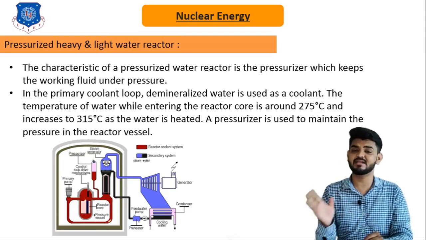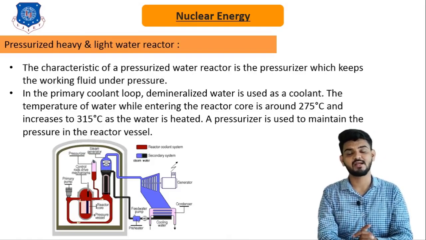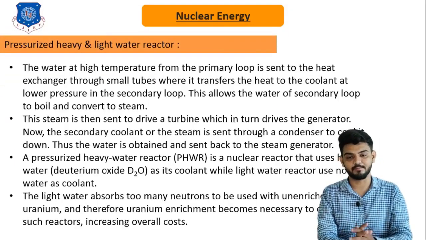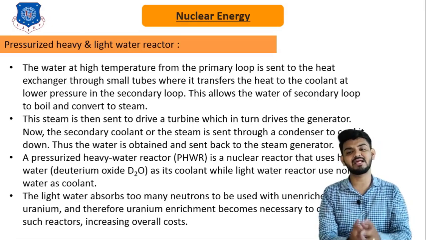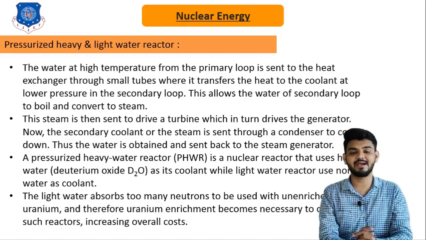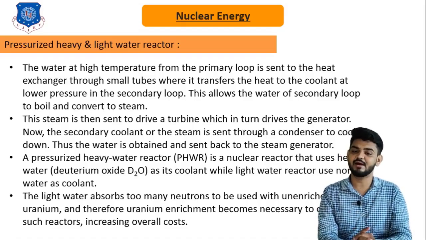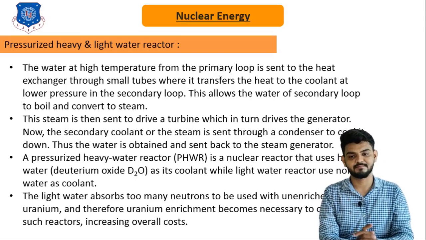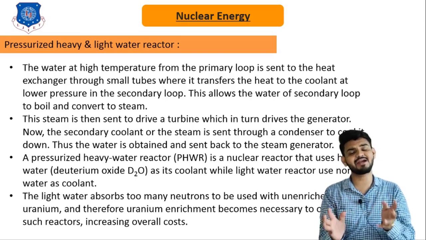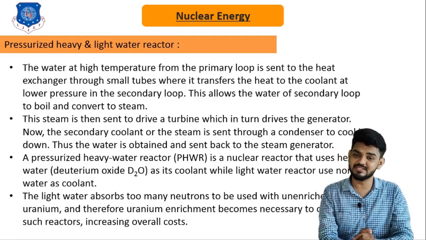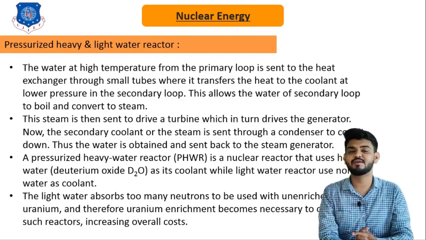So, here in the image you can see that the hot water from the primary loop is then sent to the heat exchanger to the secondary loop. This allows the water of the secondary loop to boil and convert into steam. This steam is then sent to the turbine section to produce electricity. Now the secondary coolant or steam is then sent to the condenser for cooling. Thus, water is obtained and sent back to the steam generator. So, in the pressurized reactor, we always use the steam generator as the secondary loop, which converts water into steam.